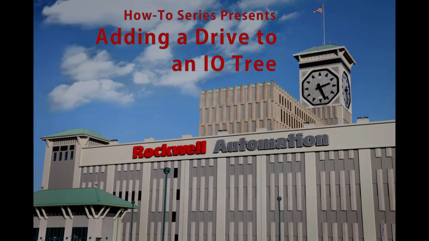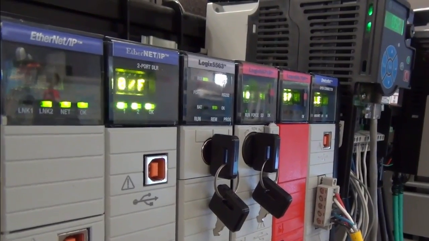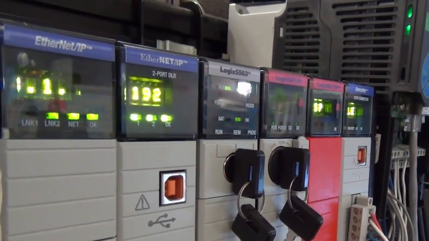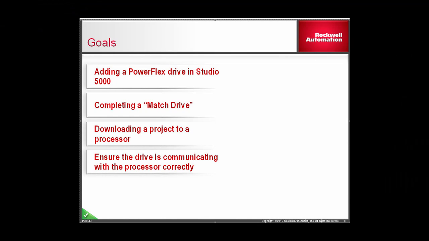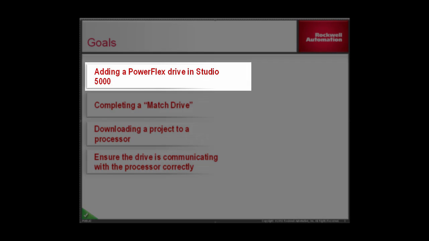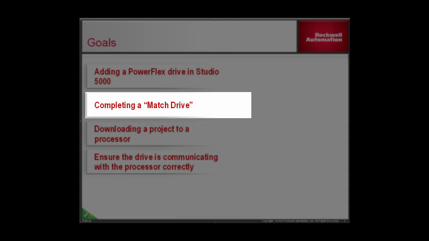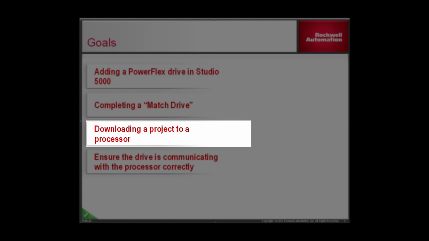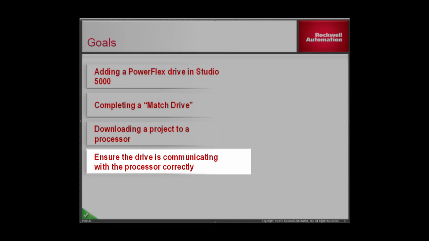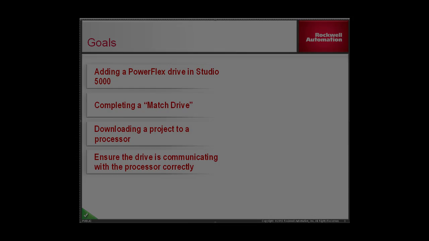Welcome. Once your PowerFlex drive is on Ethernet IP and visible in RSLinx, you are ready to add your drive to a project. This video will guide you through the steps of: 1. Adding a PowerFlex drive in Studio 5000, 2. Completing a Match Drive, 3. Downloading a project to a processor, and 4. Ensuring the drive is communicating with the processor correctly.